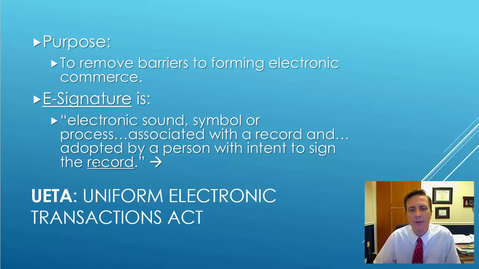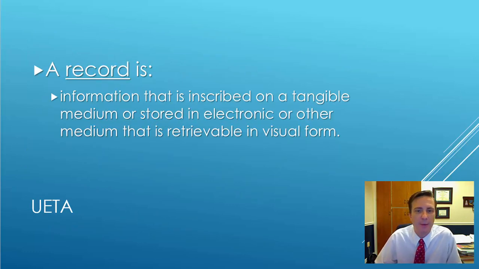Now, notice the word that's underlined here at the bottom, record. What is a record under the UETA? I'm glad you asked. A record is any information that is inscribed on a tangible medium or stored in electronic or other medium that is retrievable in visual form. And that's really the key, retrievable. It has to be reproducible. It has to be the kind of thing that we can, with certainty, know what it was when that person signed it. So it's kind of the difference between a PDF and a Word document.